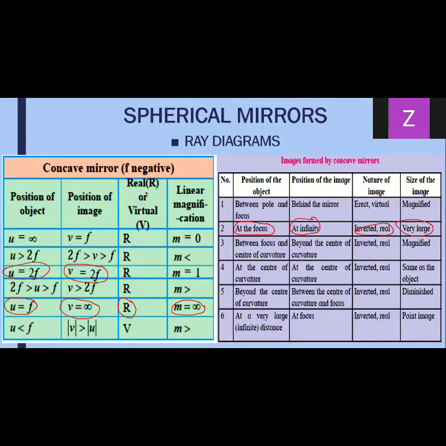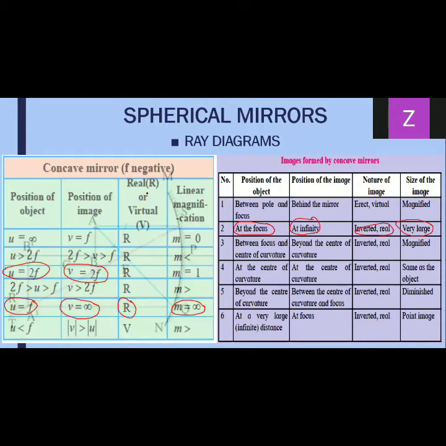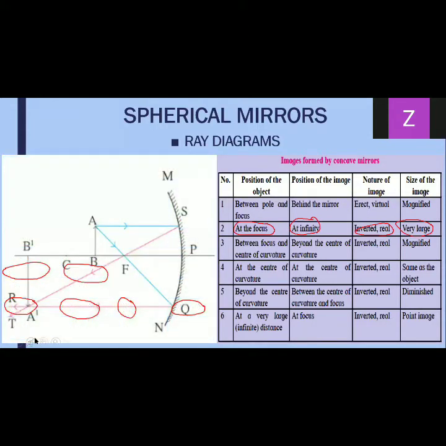You have already drawn these diagrams. This is the diagram which we have. I hope you will be able to understand this. The object is between C and F, between the center of curvature and focus, in this third diagram. What we get is an image which is beyond the center of curvature. The nature is real, it is inverted. You can see it is below the principal axis and it is magnified. It means the image is bigger than that of the object.